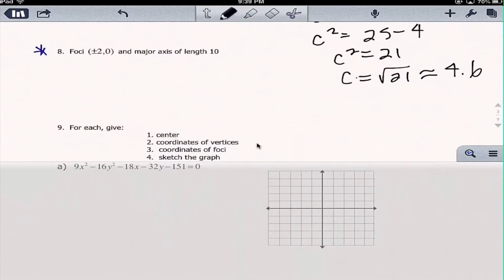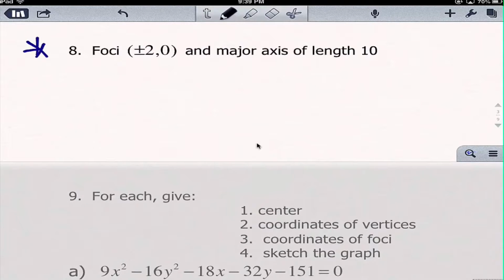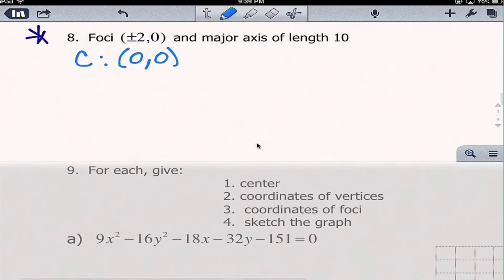Okay, next one I want to go through here is an ellipse. It tells us the foci and major axis length. Once again, the center is going to be the midpoint of (2, 0) and (-2, 0), and that is (0, 0). Now, I'm just going to sketch this real quickly. (2, 0) means I'm going to the right 2. (-2, 0) means I'm going to the left 2.